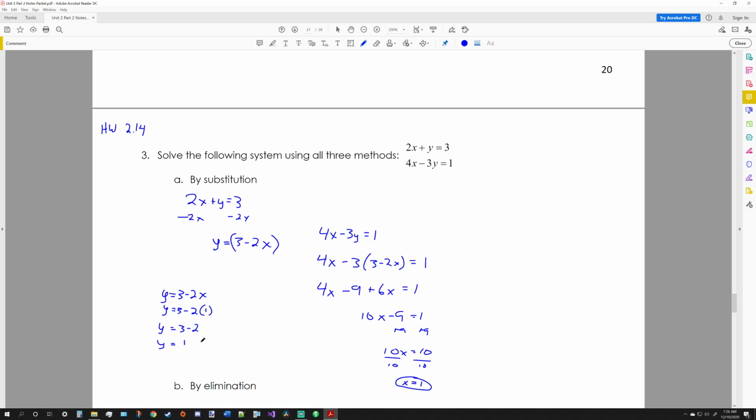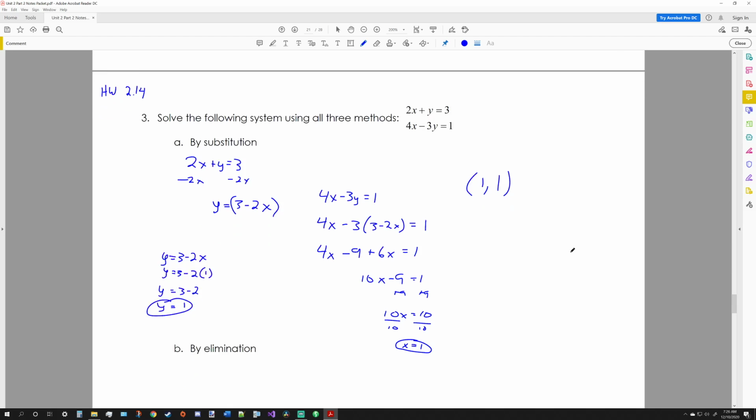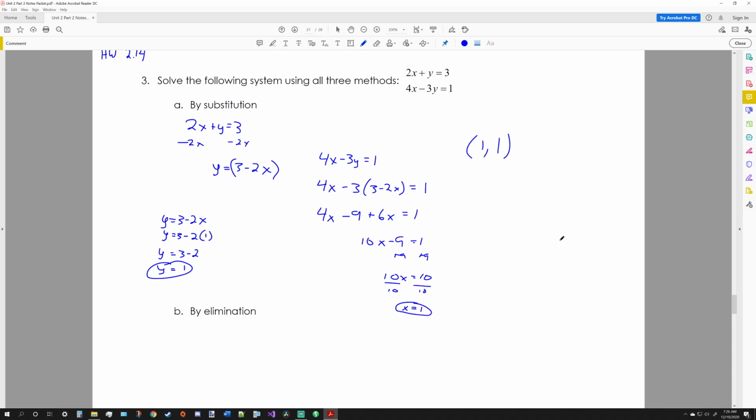And excuse me, I'm getting y equals 1. Whoops. So 1, 1 is the coordinate point. So that's substitution. Got one variable by itself, substituted it in, solved, plugged in, found the other variable.